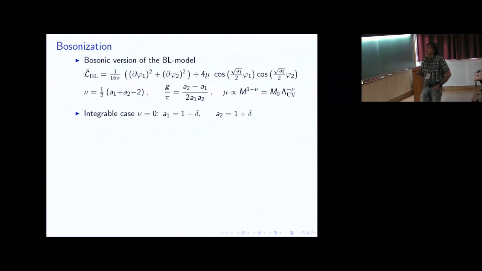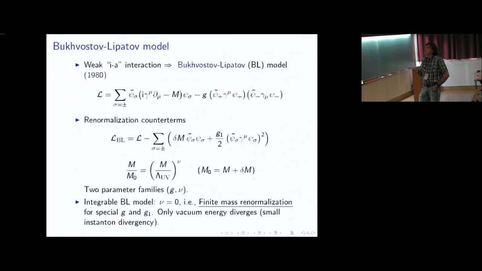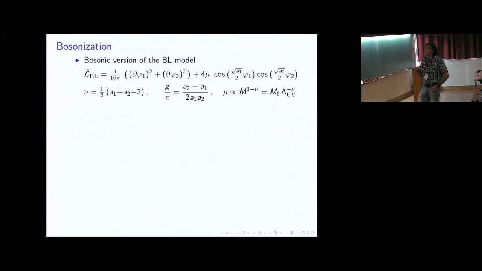And then let me draw your attention to the fact that the coupling G, the four fermion coupling G, is proportional to delta. The difference of a2 and a1 is proportional to delta, right? So the weak coupling expansion is in terms of this one. It's just the usual perturbative expansion in terms of this parameter delta. So delta equals zero corresponds to free fermions.